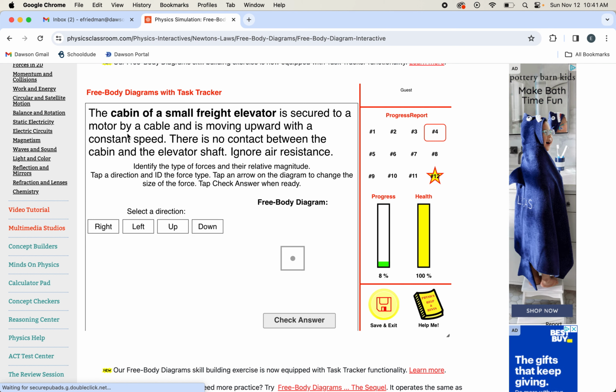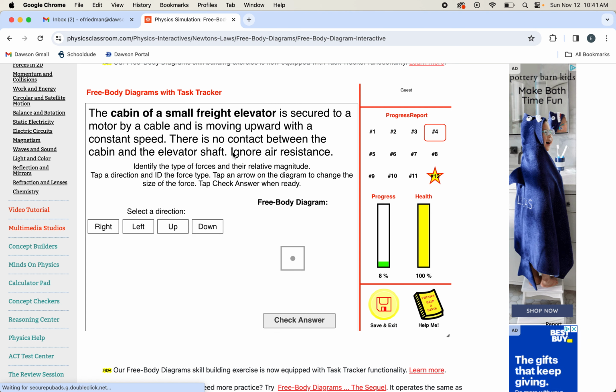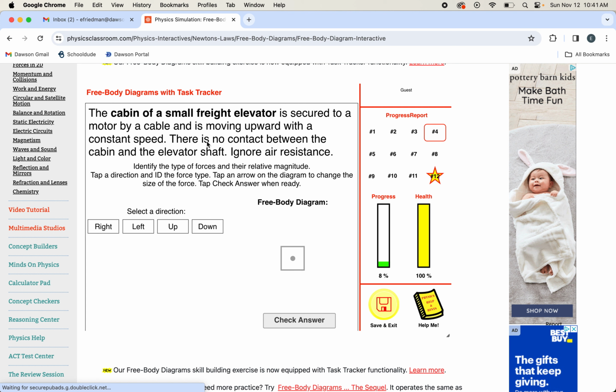So a couple things we want to look for here. First of all, when you see something that says constant speed, it's really important to think about that because that means equilibrium, which means all the forces are going to be balanced out. So whatever happens down here in this free body diagram, we have to have balanced forces. So we have a cable and constant speed, and there's no friction and there's no air resistance. That's what it means that there's no contact between the cabin and elevator shaft: there's no friction.